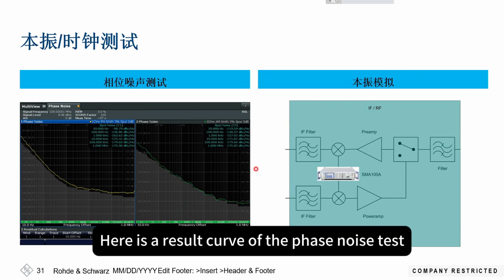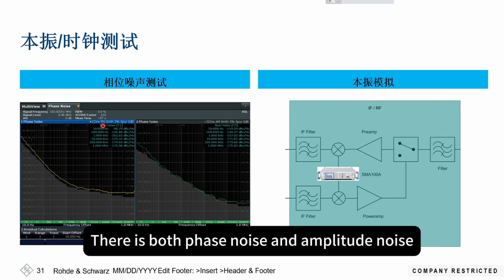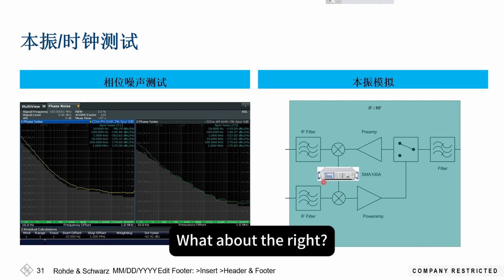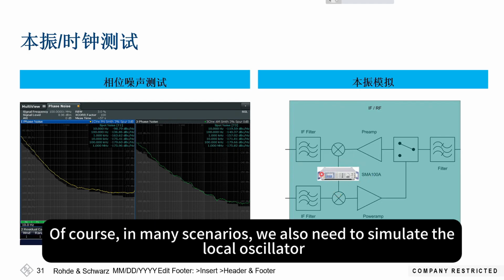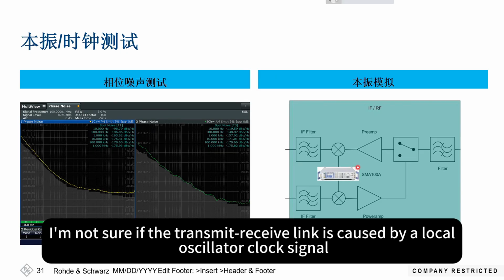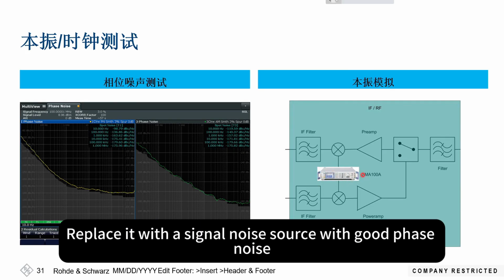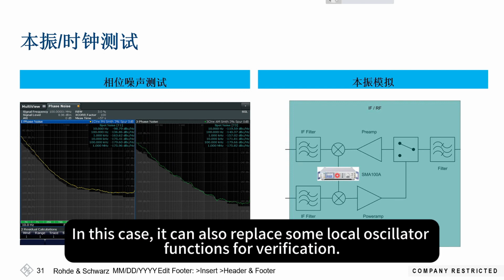Here is a result curve of the phase noise test. What you see here on the left is the phase noise. There is both phase noise and amplitude noise. What about the right? Of course, in many scenarios, we also need to simulate the local oscillator. When there is a problem with this receiving circuit, I'm not sure if the transmit-receive link is caused by a local oscillator clock signal, then I'll replace the local oscillator. Replace it with what? Replace it with a signal noise source with good phase noise. In this case, it can also replace some local oscillator functions for verification.